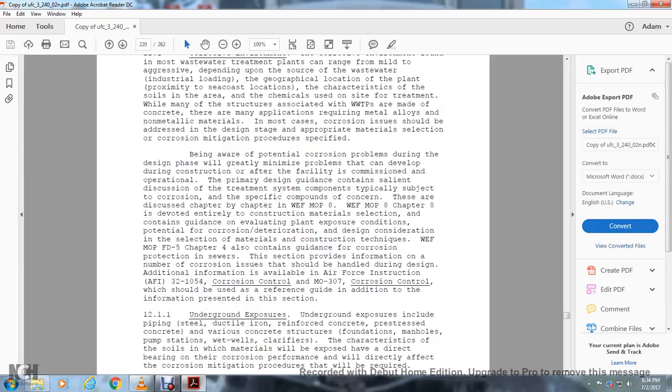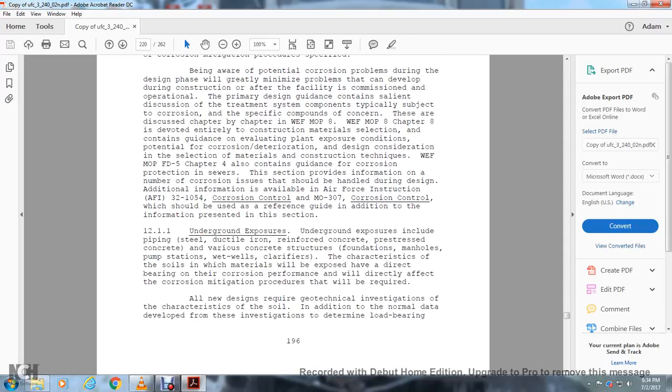Water Environment Federation MOP FD5, Chapter 4, contains guidance on corrosion protection in sewers. The sewers section provides information on a number of corrosion issues that should be handled during the design. Additional information is available in Air Force Instruction 32-1054, Corrosion Control, or MO 3047, Corrosion Control, which should be used as a reference guide along with the information in this section.